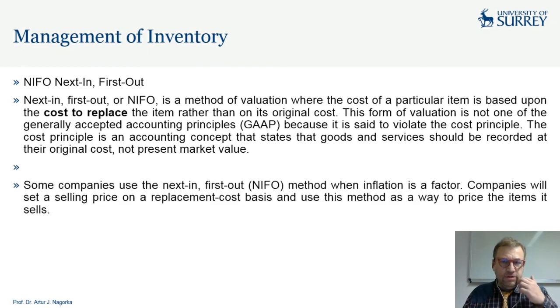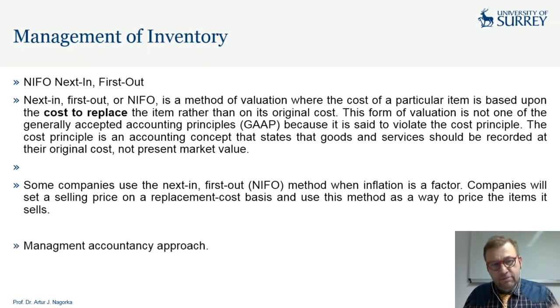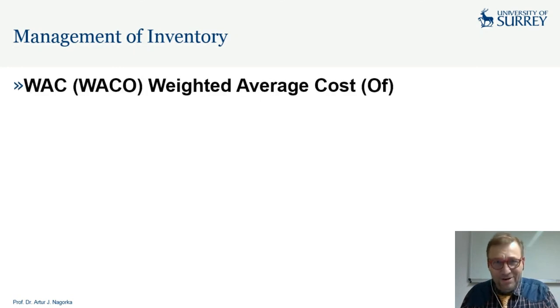Yes, again, it's used in inflation periods quite often. And it's purely a management accountancy approach. But you say, yeah, hello, professor, you just spoke about FIFO, LIFO, FEFO, LOFO, HIFO, NIFO, and what about the most obvious one? Yes, it exists. Of course it exists. Weighted average cost. It's called WAC, weighted average cost.